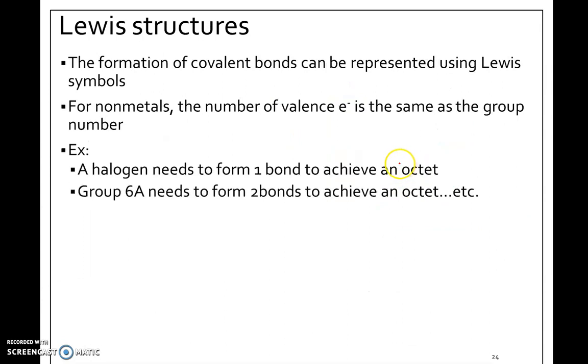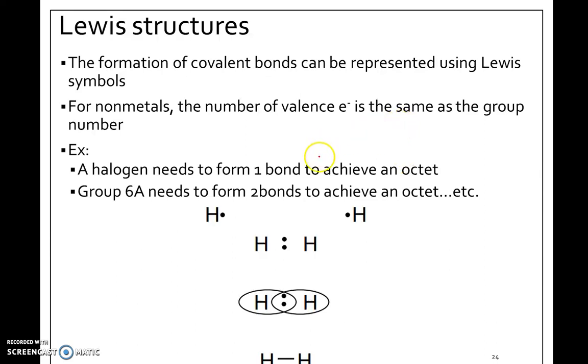What that looks like for Lewis structures is a bit different. Instead of having two individual Lewis symbols, we have a structure to take into account. We can still represent it with the dots. For the nonmetals, the number of valence electrons is the same as the group number. Just like we did with ionic compounds, we can find the valence electrons. For example, a halogen only needs one bond to achieve an octet. Group 6 needs 2 bonds, etc.